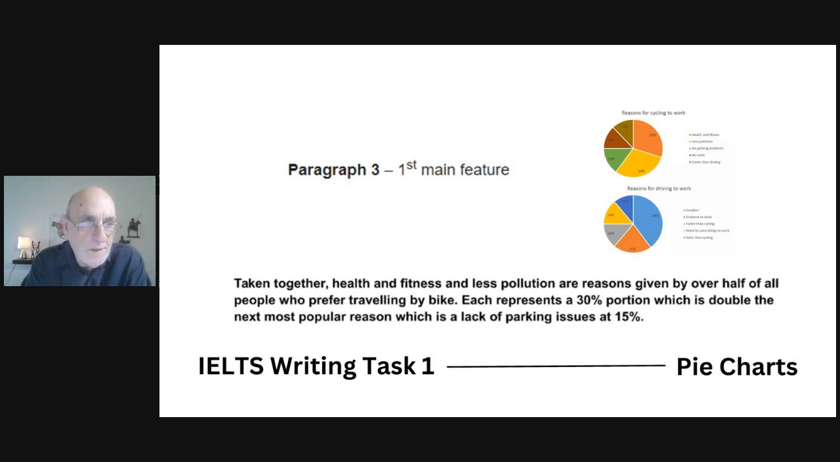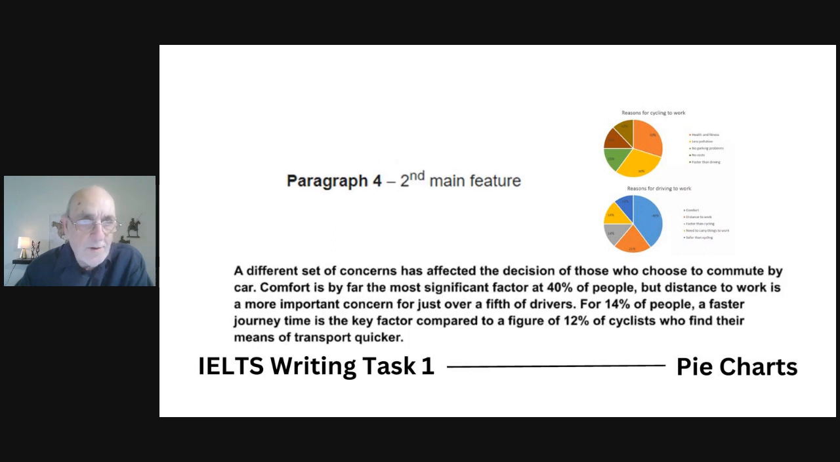And so when we want to talk about the main feature, the largest proportion, we're saying that people like to cycle for health and fitness and because of less pollution, so health and environmental reasons. And we can mention specifically the exact percentages just to give a little more detail. But again, we don't have to write a lot. We're only focusing on the main features when it comes to cycling. And so then it's quite easy to choose what to write about in paragraph 4, which is where we're going to compare driving. And this paragraph is simply going to talk about why people choose to drive to work.